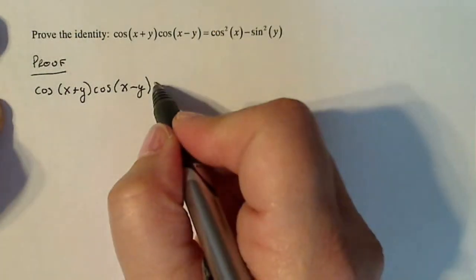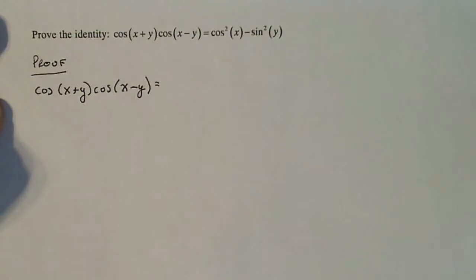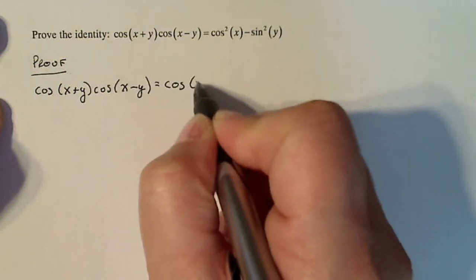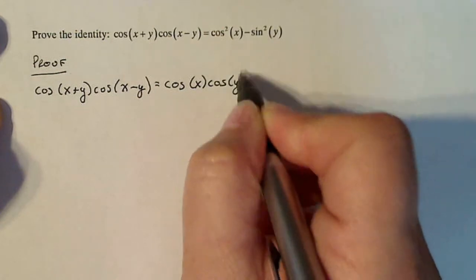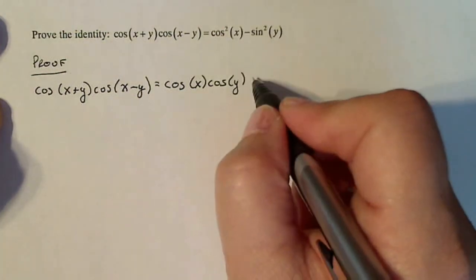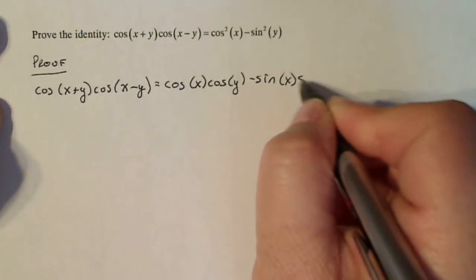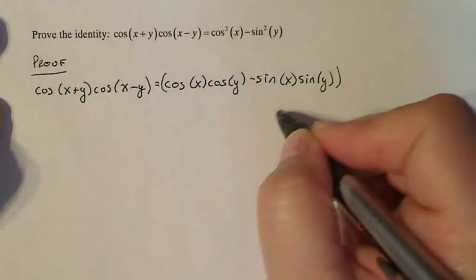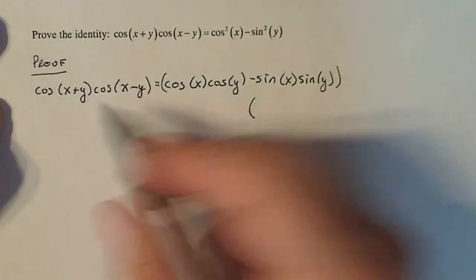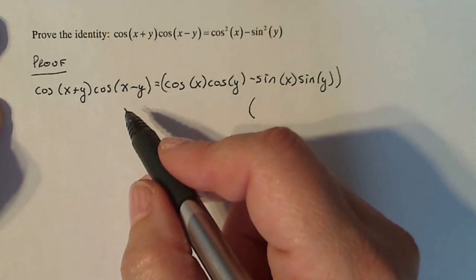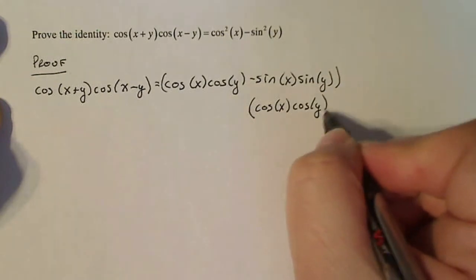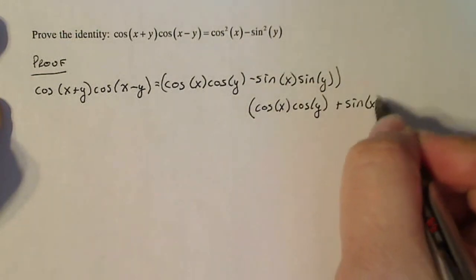And using the sum of two angles identities, I see that the cosine of x plus y is going to be cosine x cosine y minus sine x sine y. And that's going to be multiplied by, now I'm going to run out of room here, so this is going to be multiplied together, cosine of x minus y. So that's cosine x cosine y plus sine x sine y.